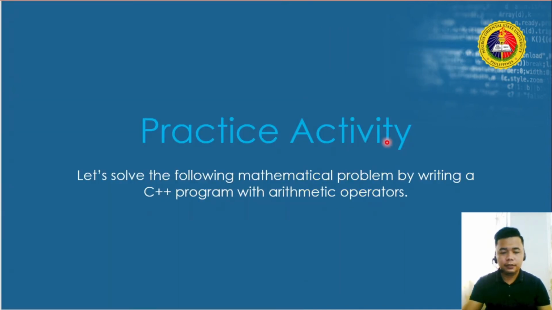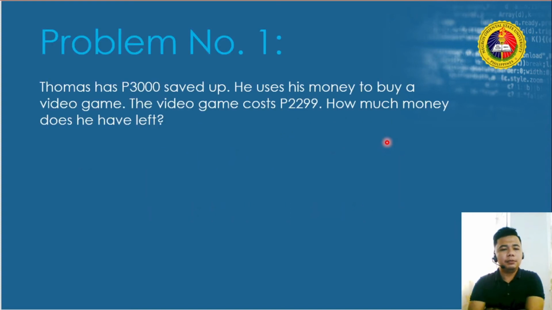Let's have a practice activity. Let's solve the following mathematical problem by writing a C++ program with arithmetic operators. So problem number 1. Thomas has 3,000 pesos saved up. He uses his money to buy a video game. The video game costs 2,299 pesos. How much money does he have left?